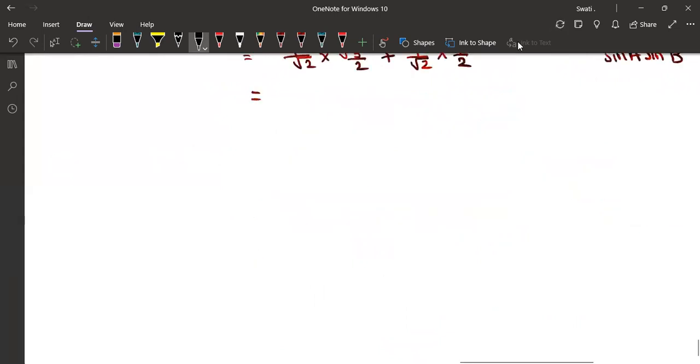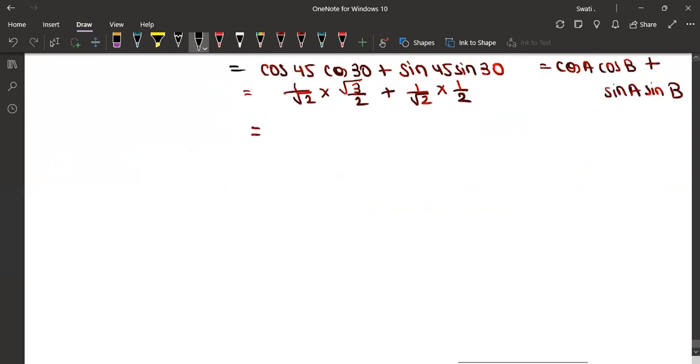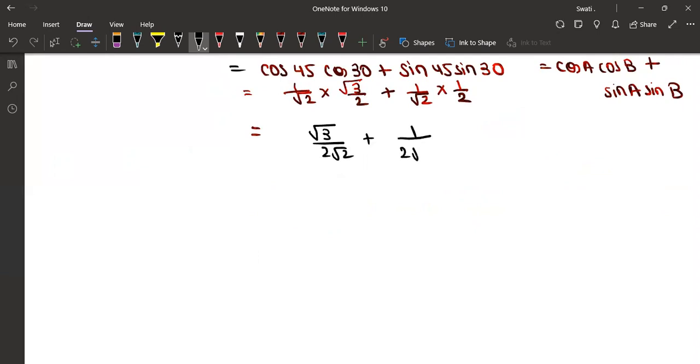Before taking the LCM, I can simplify this further. So 1 into root 3 is root 3 upon 2 into root 2 is 2 root 2, plus 1 upon 2 into root 2 is 2 root 2. If I take the LCM, this will become root 3 plus 1 upon 2 root 2. And that's the answer. Okay, now we can go to the next one.